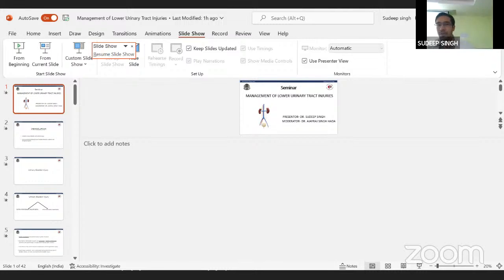Good morning, everyone. Today, I am going to present a seminar on the management of lower urinary tract injuries. So coming to the introduction, the lower urinary tract includes the bladder and the urethra. And the most common etiological factors include vascular injury and iatrogenic injuries. The urinary bladder injuries are broadly divided into extraperitoneal injury, which accounts for more than 80% of the injuries, and intraperitoneal injuries, which account for 20% of the injuries.